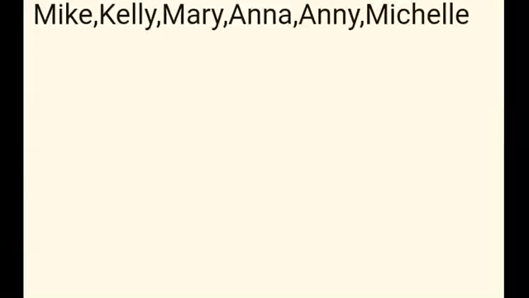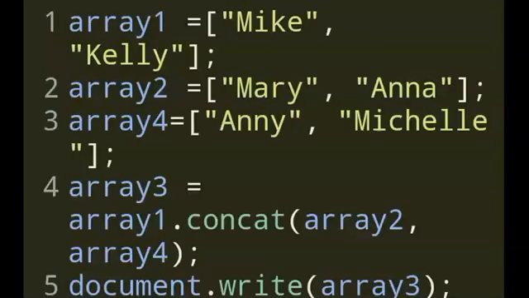It's all added up: Mike, Kelly, Mary, Anna, Annie, Michelle. All the values of array1, array2, array4 get added. In case I have more arrays, array 5, 6, 7, 8, whatever, I do array1.concat, and in the brackets I just include array2, comma, array4, comma, array5, 6, whatever. Keep on adding them. So this is how I do that.